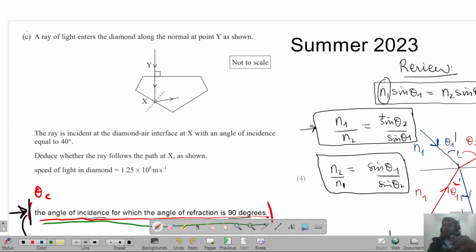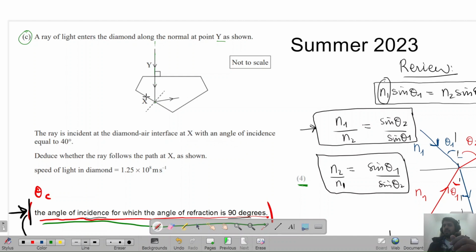Okay, now finally, let's see if we can apply all of these concepts to answer this past paper question. You can see it has 4 points. And the question is, a ray of light enters the diamond along the normal at point Y as shown. So you can see the normal line is like this, and the ray of light is entering along the normal. The ray is incident at the diamond air interface at X with an angle of incidence equal to 40 degrees.